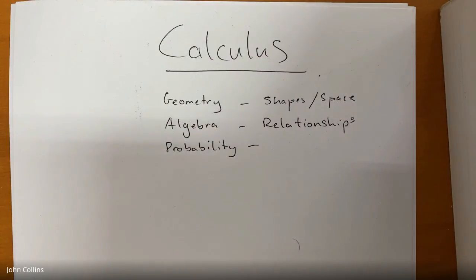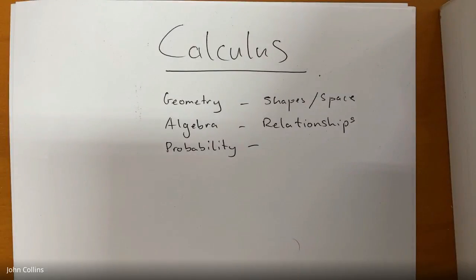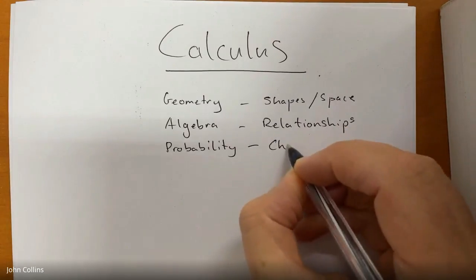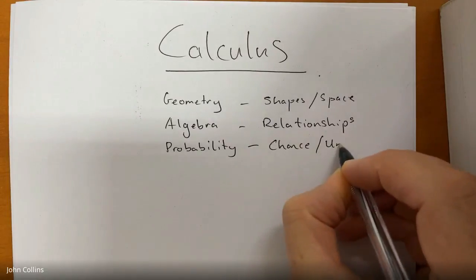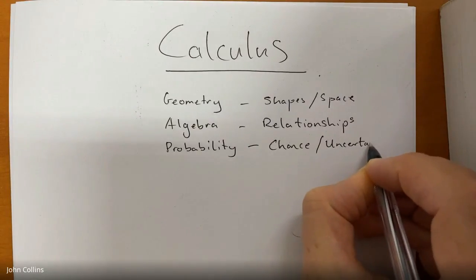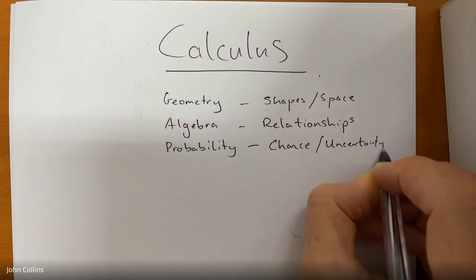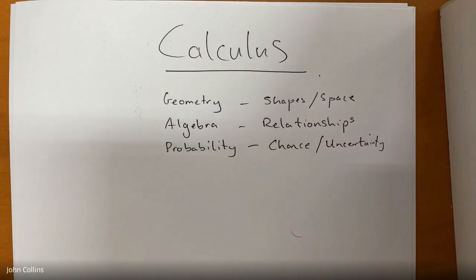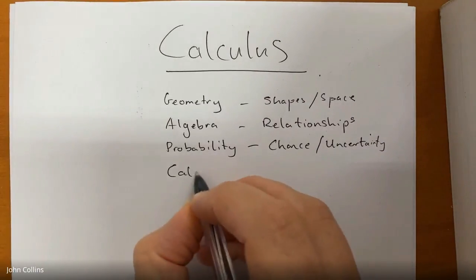Probability then. Probability is probability. Is there another word? Chance, yeah, chance, or perhaps uncertainty. I don't know if I spelled that right, but I get the idea. All right, and that comes now to calculus.